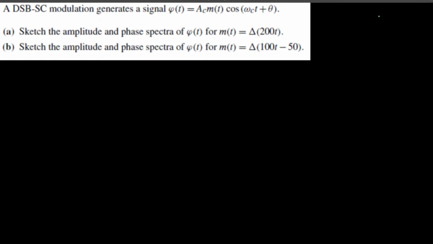Problem right here. In this video I'm going to do the B part of this question, that is, sketch the amplitude and phase spectra of phi of t is equal to phi of t for m of t is equal to triangular 100t minus 50. So this is the part we are going to deal with. The A part I did in my previous video. If you want to see that, you can watch my previous video. In this part I'm going to deal with the B part.